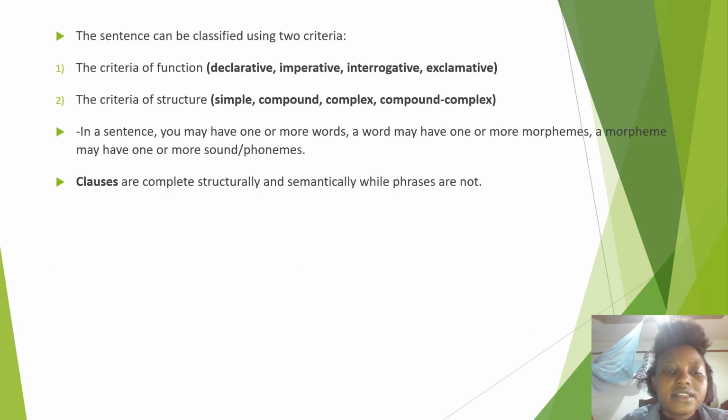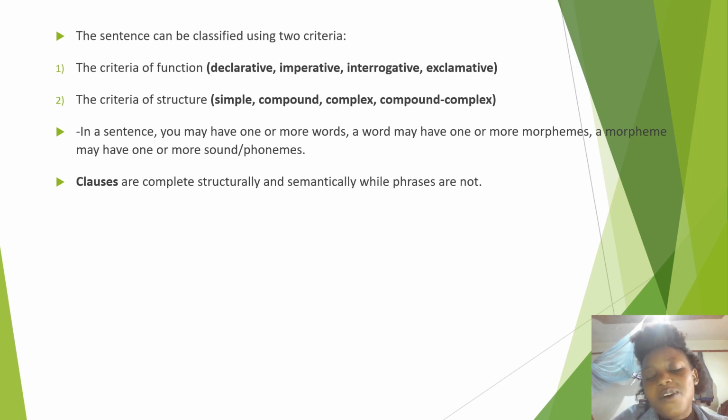The sentence can be classified using two criteria. The first is the criterion of function, which consists of declarative, imperative, interrogative, and exclamative sentences. The second is the criterion of structure: simple, compound, and complex sentences.